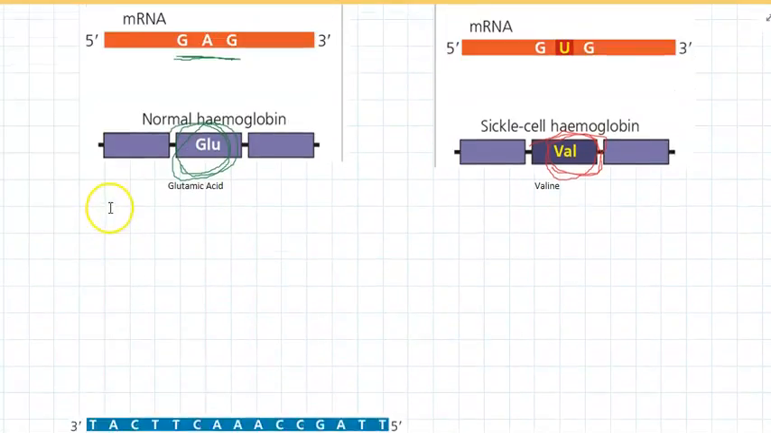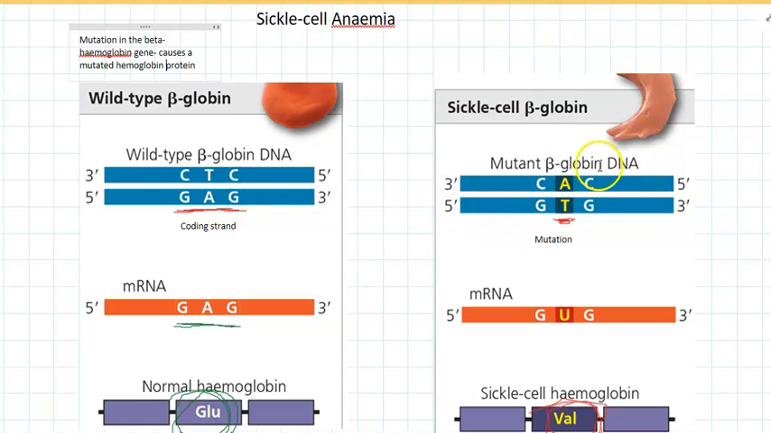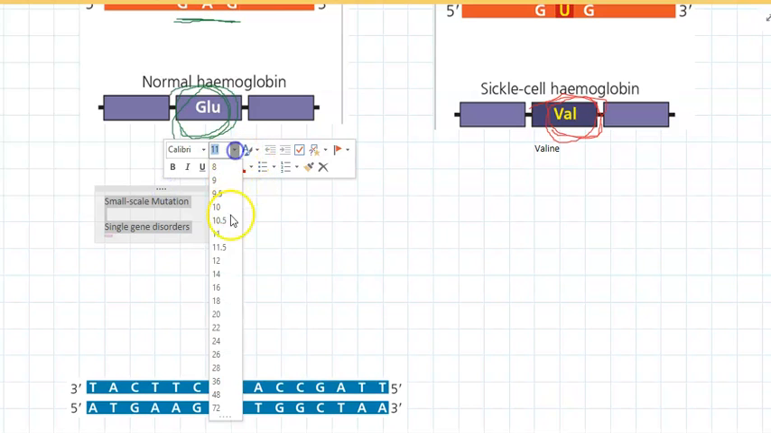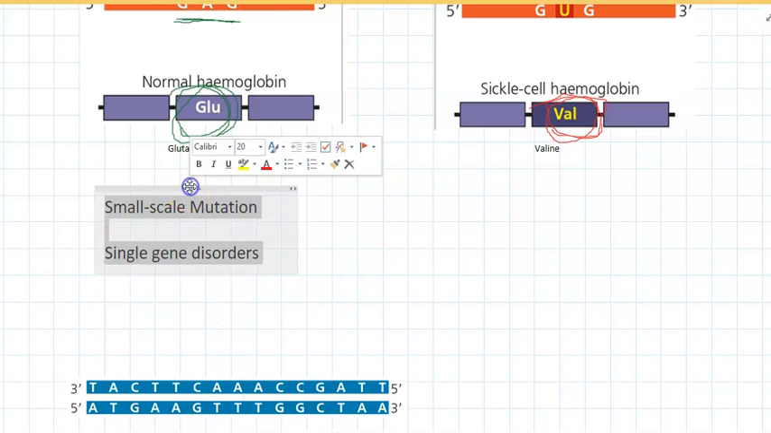Alright, so that kind of mutation where just one base in the code changes, that's called a small scale mutation. And they lead to single gene disorders, which we learnt about earlier on in the last topic. So that's what we're focusing on in this video.